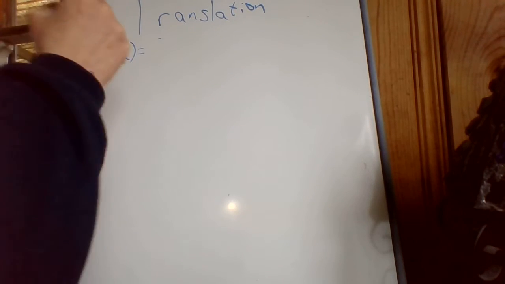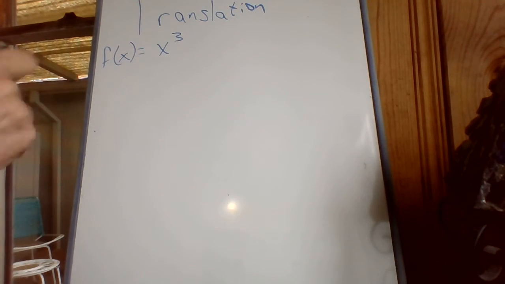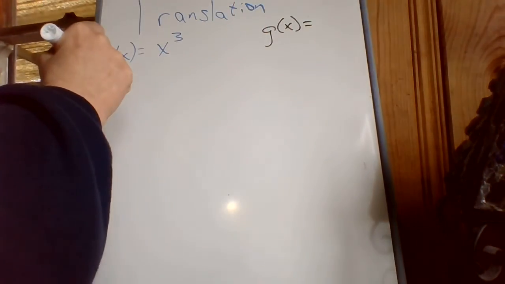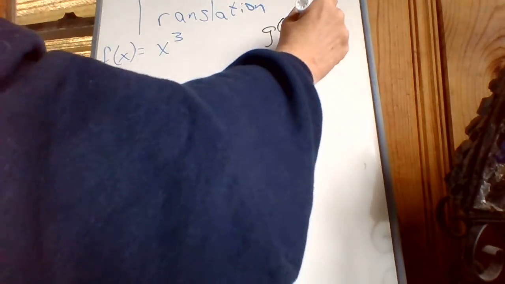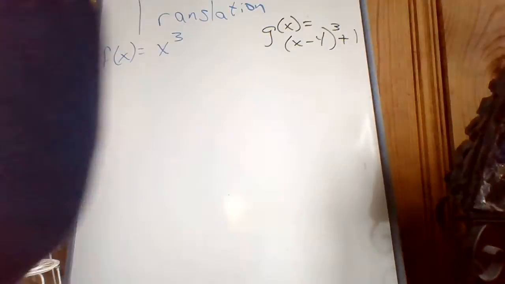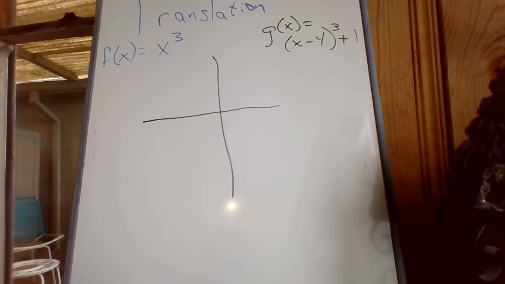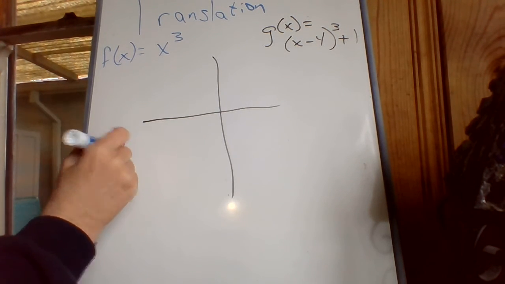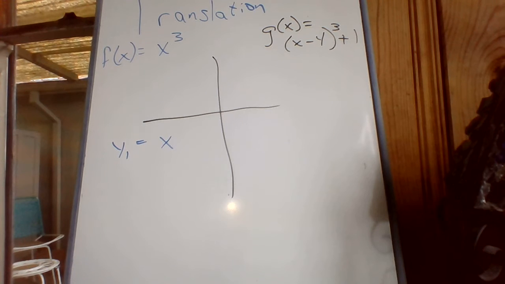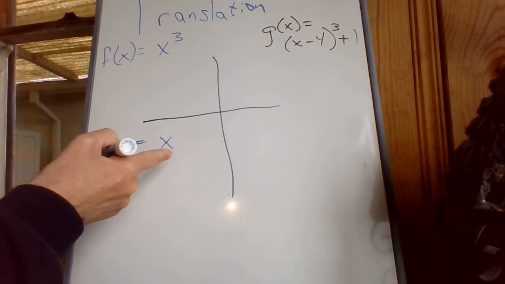Okay, f of x is x cubed. And then I want to do g of x is parentheses x minus 4 cubed plus 1. Need some axes here. Now, if I go with my strategy of putting these in my calculator, here's y1. And I want to put in x to the 3rd power. There's no to-the-3rd button on there.